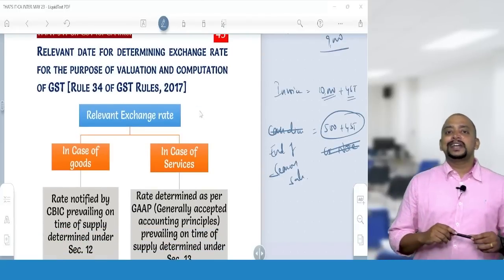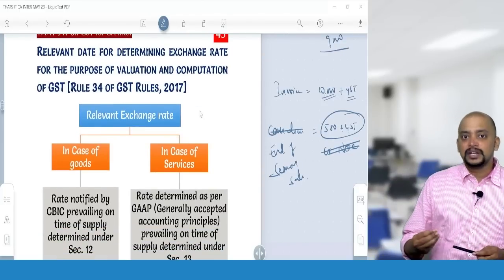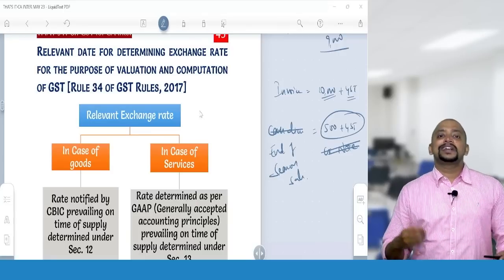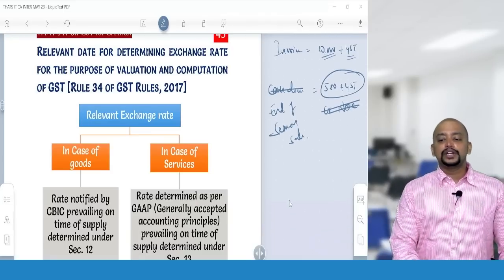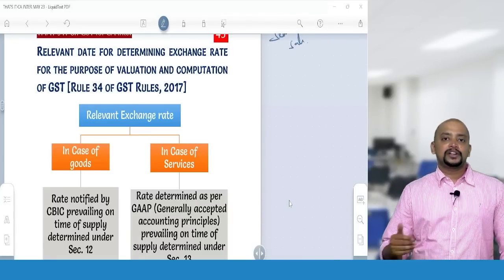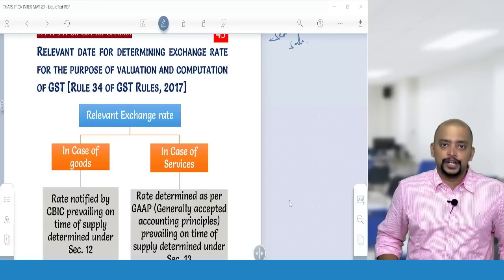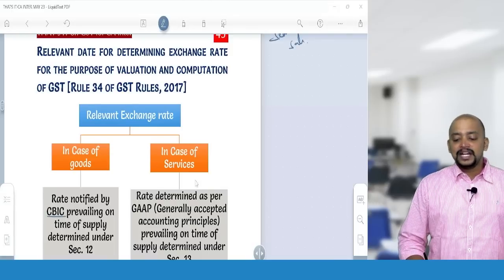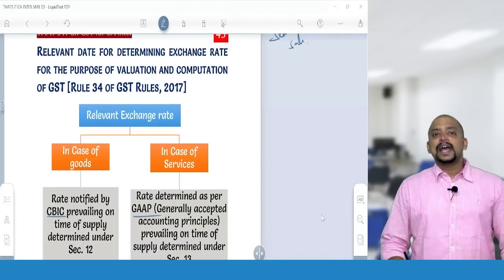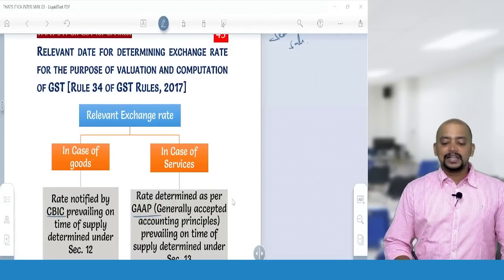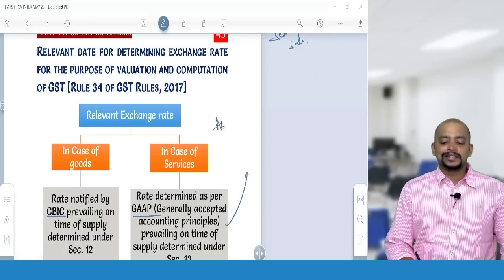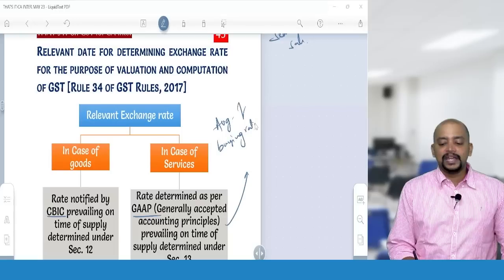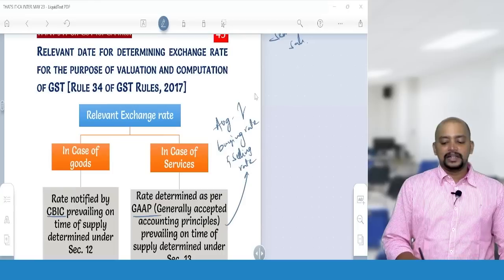Then what is the relevant date for determination of exchange rate? Whenever the invoice is denominated in foreign currency, we need to convert that into Indian rupees. For the purpose of payment of GST, the value should be converted into Indian rupees. Which rate do we need to take? If it is goods, we need to take the CBIC rate, and if it is services, we generally take the generally accepted accounting principles rate, which is nothing but the average of the buying rate and selling rate.